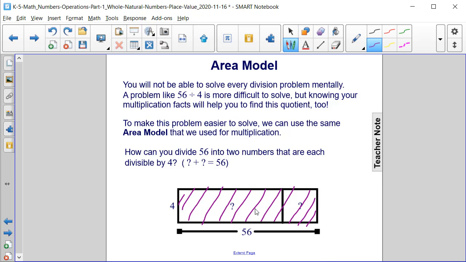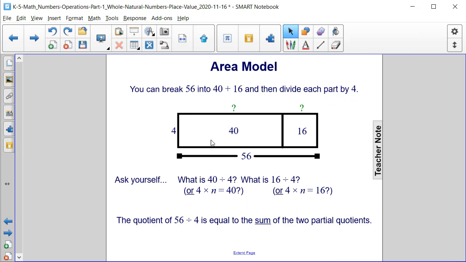So take a moment to pause the video and think about it, and when you're done, unpause it. So one of the ways you can do this is by breaking 56 into 40 plus 16. Both 40 and 16 add up to 56, and they're both divisible by 4. So now that we've broken it up into 2 smaller sections that are a little bit easier to divide by 4, let's ask ourselves the questions.